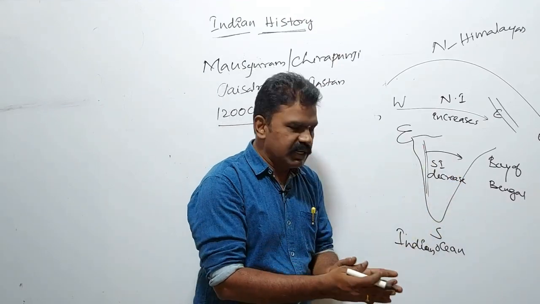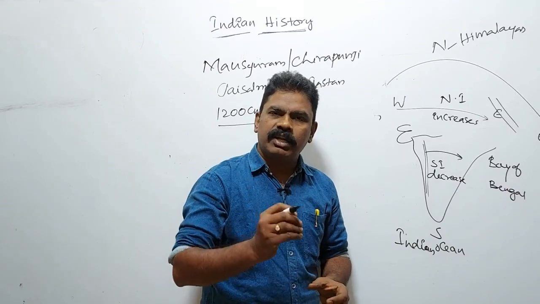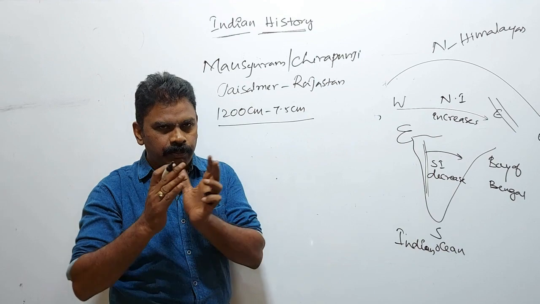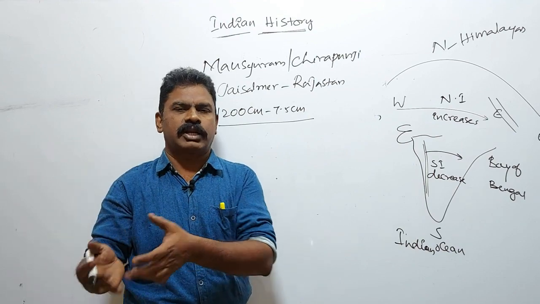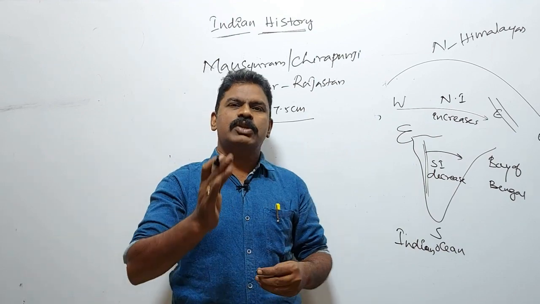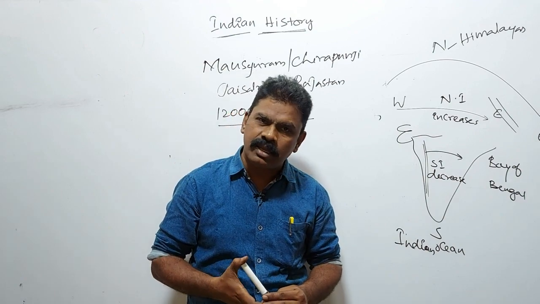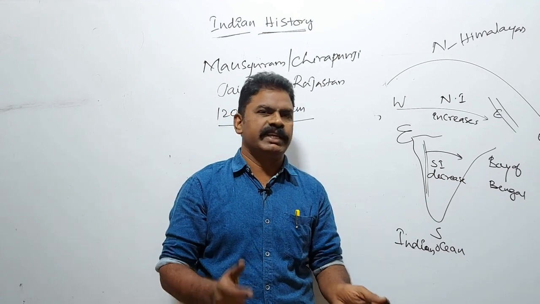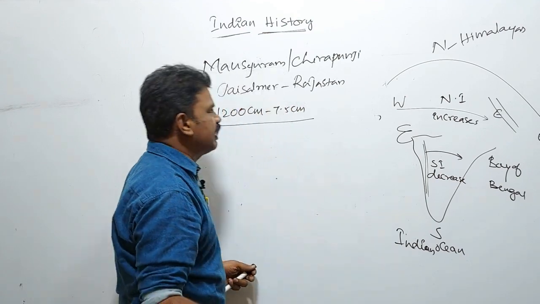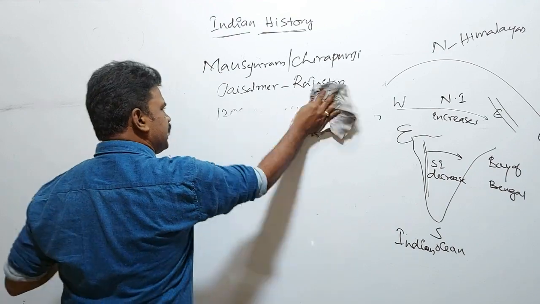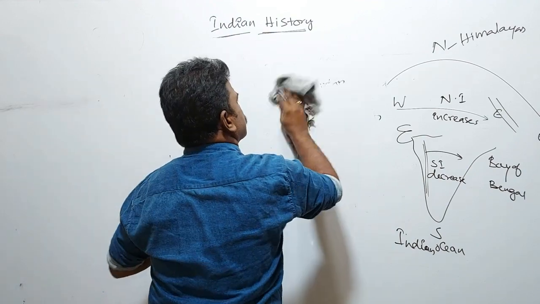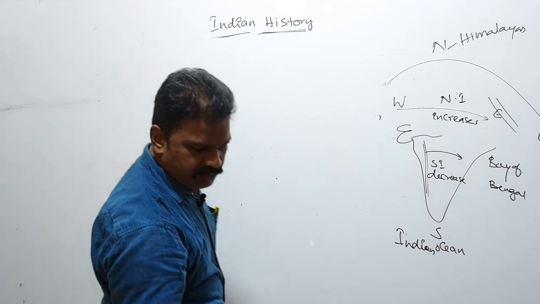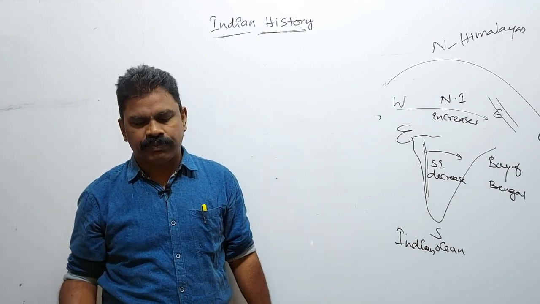Because of the difference in rainfall, there occurs a difference in crop production. That difference in crop production makes a difference in the economic condition. That economic condition makes a difference in the social condition. That also makes a difference in the political system of that area, and also the living style of that area. A geographical unit completely makes one area different from the other geographical unit.